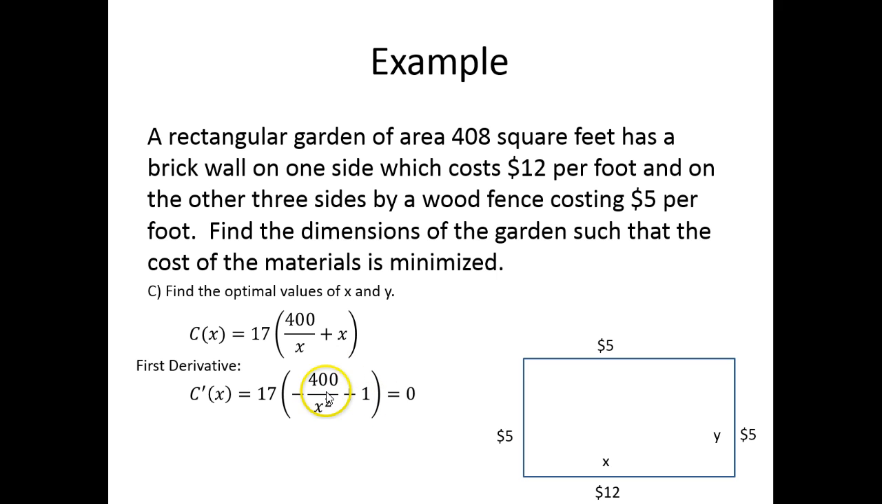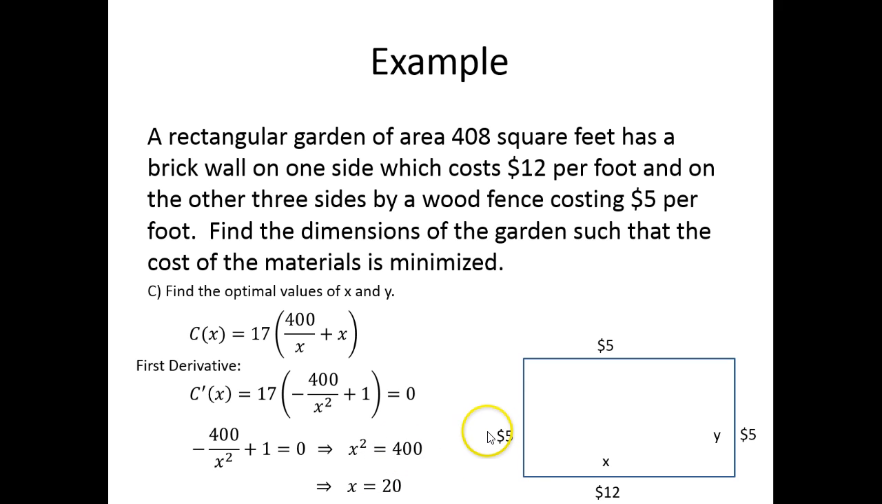When I set this equal to 0, I know that 17 is never equal to 0. So I need to find out when negative 400 over x squared is equal to 0. This occurs when x squared is equal to 400, because clearly this term has to be equal to 17, and this is only equal to 17 when the numerator and denominator are the same. Now when you take the square root of this, you get x is 20. Now clearly we could get negative 20 as well, but we know we can't have a negative measurement, so we went ahead and eliminated that. So I know that my first derivative is 0 when x is 20.